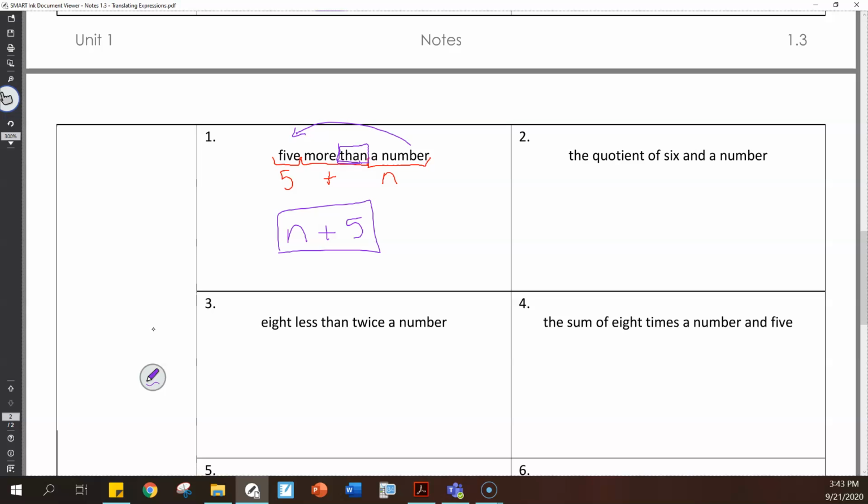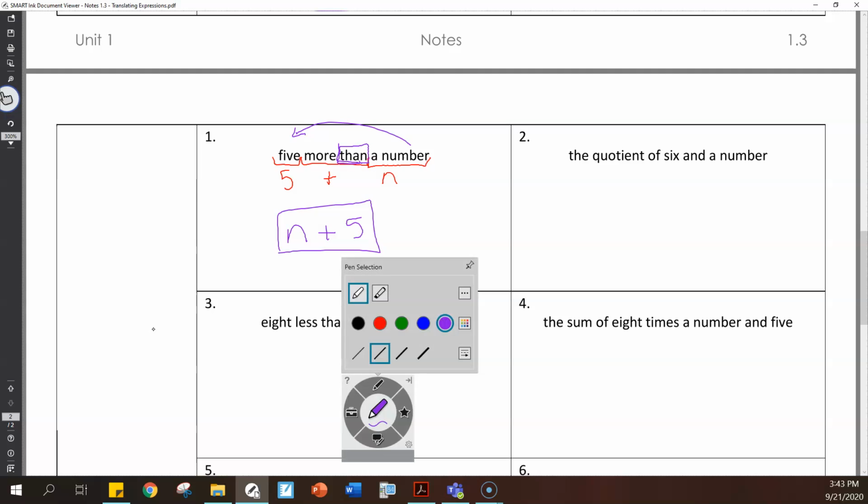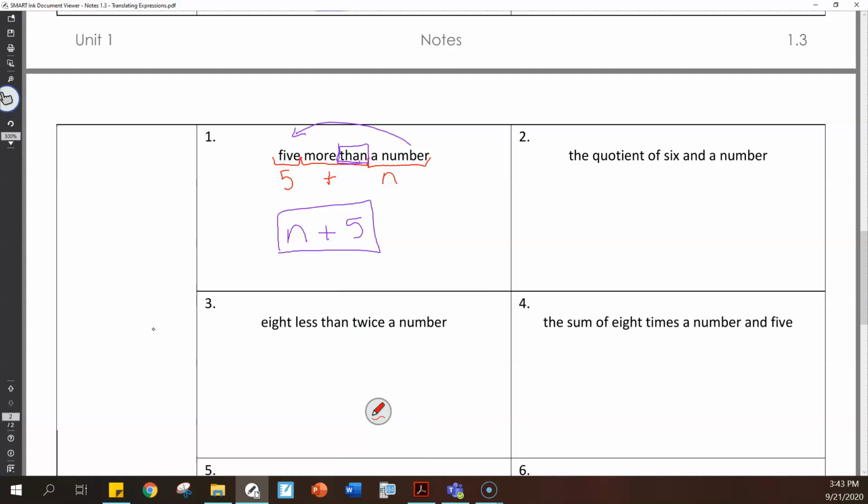Okay. Number 2, the quotient. Quotient tells me I want to divide, but it is a grouping symbol. So I want that division to happen where the and is.